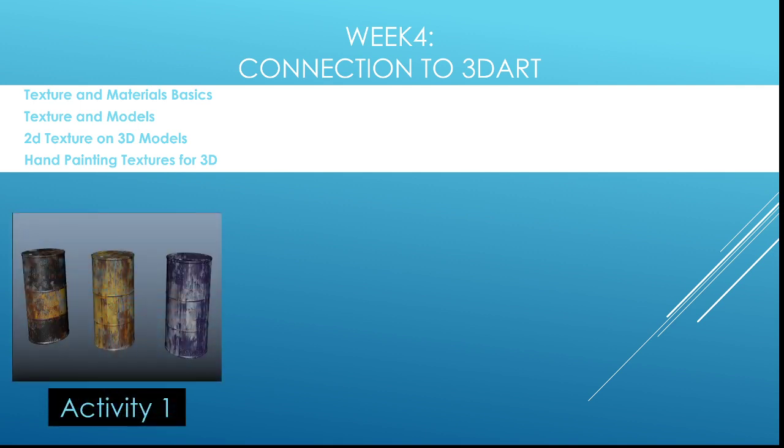In the first activity, we had to create 3 different textures by combining the layers and masks provided to create 3 unique textures in Photoshop. Then we had to apply the textures we have created to our 3D barrels in Maya to create the final image you see now.